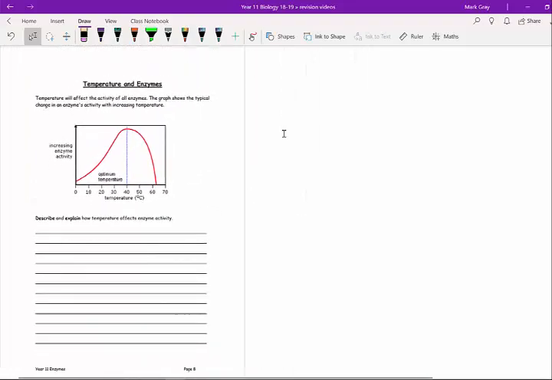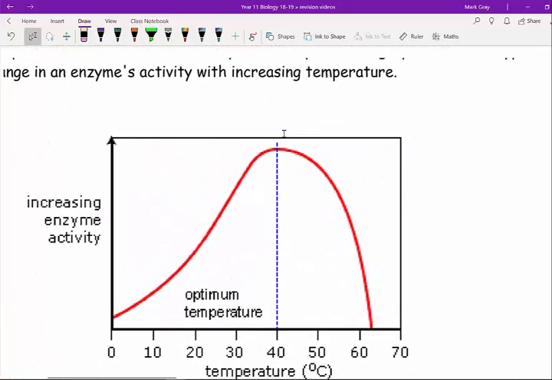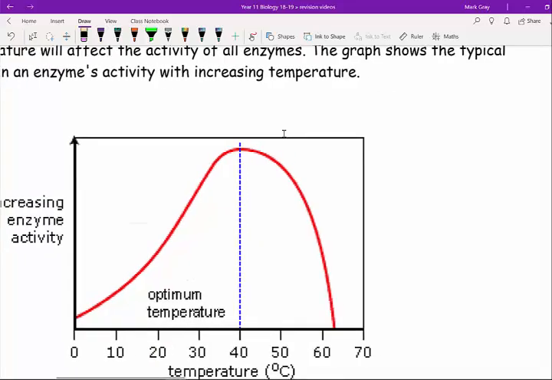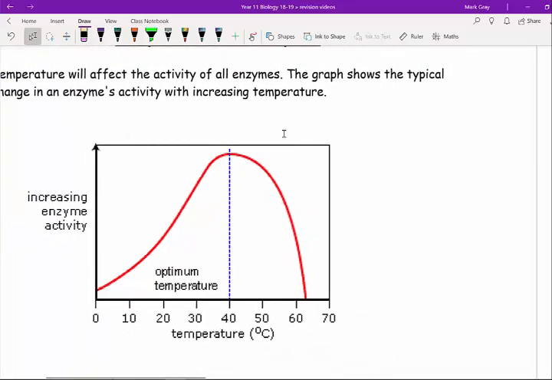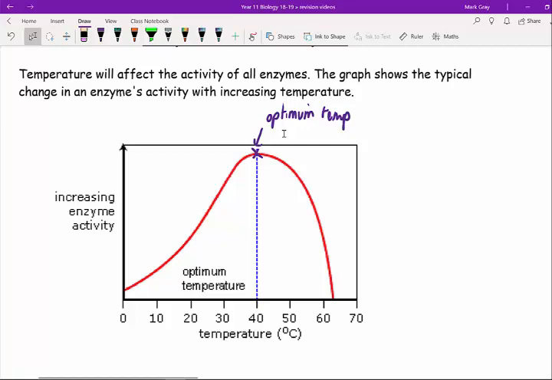Okay, now I'm going to just mark it on this because I think it's easier to do it this way. This is a typical graph for enzymes and temperature. Now what we can see here is that as the temperature increases, the rate of the reaction also increases until we get to here, which is the peak, and this is the optimum temperature, which is where it works best. So the temperature where it works best. Now either side of that, there's a slower reaction.